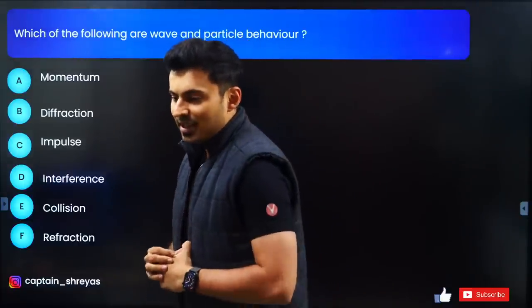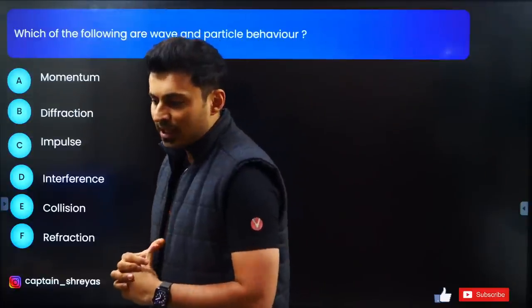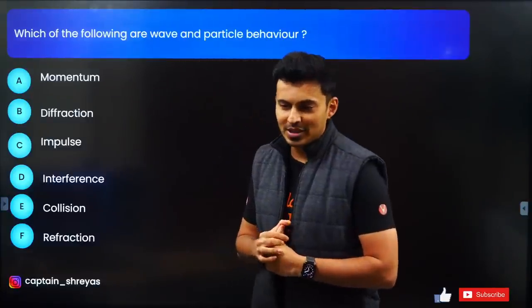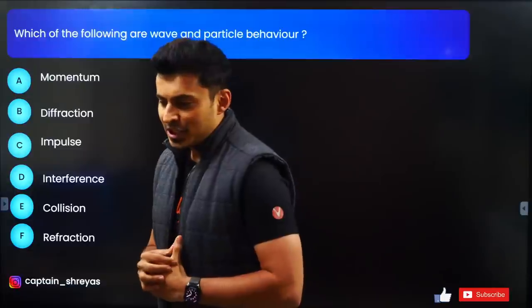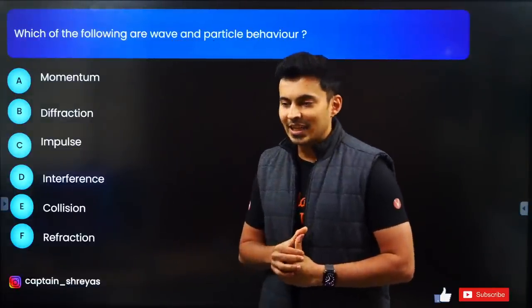Okay, Sandhya is saying CEF, and Prem is saying ACE for particle. Okay, momentum is wave? Really? Think again. Okay, wave is BDF, says Gokul. Jay Shakti is saying AC is particle, BDF is wave.